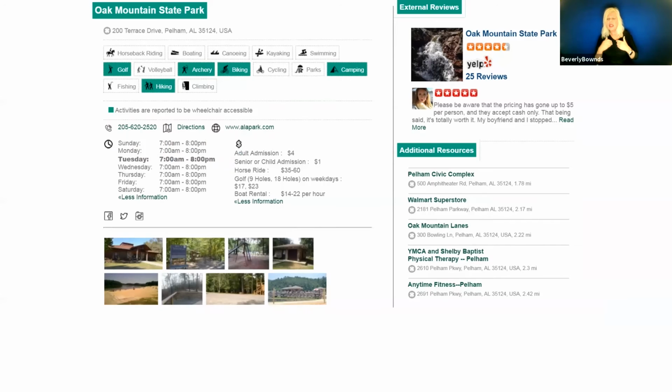in that site. For example, the facility is Oak Mountain State Park. They have all these other options to be physically active, like golf, horseback riding, archery. And if you notice, everything highlighted in green are accessible activities. It also gives details about the timing, the admission cost, etc., and some photos as well.